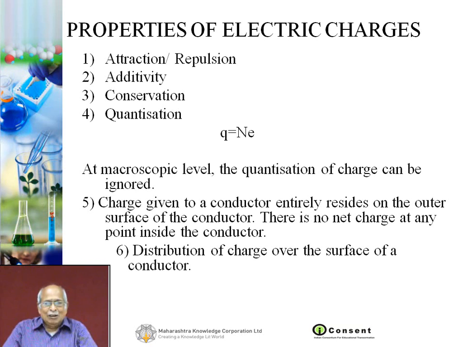Third property, also we have studied in our earlier discussion, conservation. Conservation means total charge of a system remains constant. Charge cannot be created. Charge cannot be destroyed. All that is possible is transfer of charge, rearrangement of charge between different bodies in the system. So this property is called conservation.